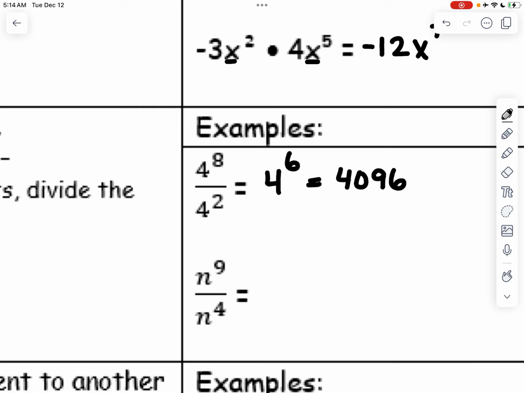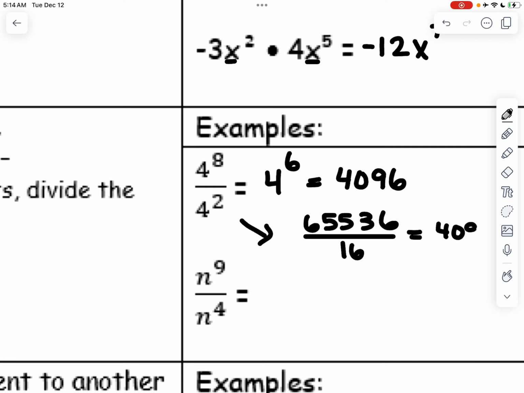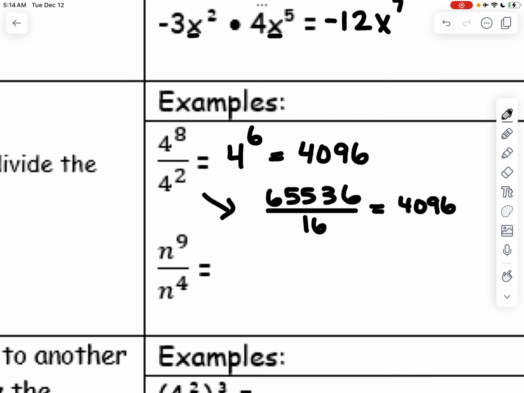Now, if you had manipulated the exponents first, this wouldn't be really using the exponent rule, but because it's numerical, you could do it differently. If you had calculated 4 to the 8th, you would get 65,536 divided by 4 squared, which is 16. This would also get you to the 4,096. So this is without using the exponent property, and then what we did first was using the exponent property of dividing like bases, we subtract their exponents. And then in the second example, you would just get n to the power of 5, since 9 minus 4 is 5.